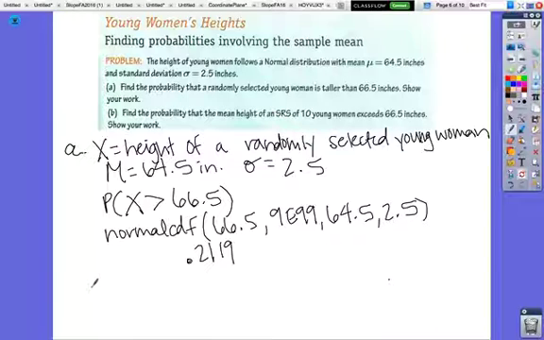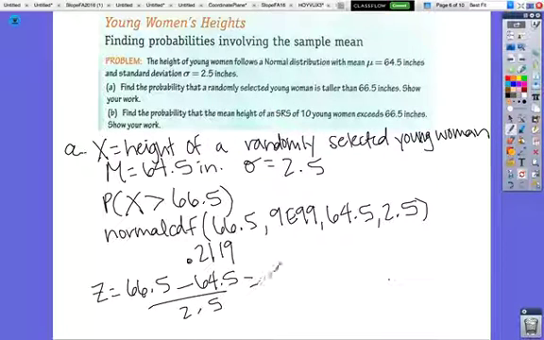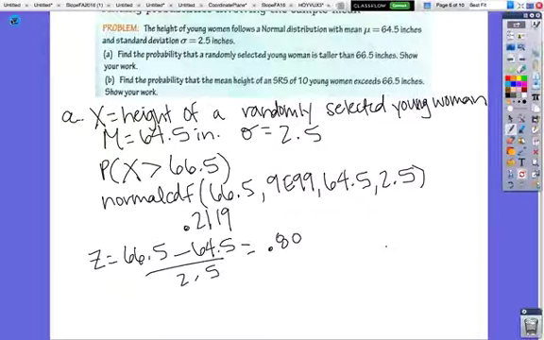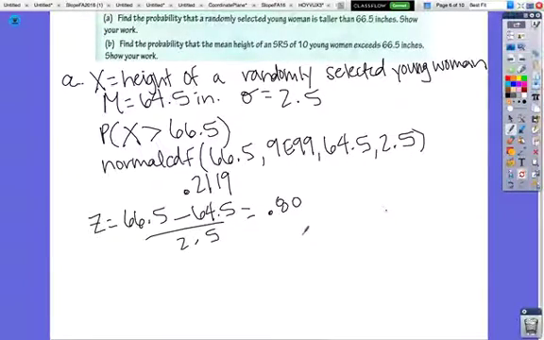If you wanted to do this on the table and you wanted to standardize, then you would need to get your z-score. So you would say 66.5 because that's your observation, subtract your mean, over your standard deviation. Whenever you do that, you would get 0.80. And if you were to look on the table at 0.80, you would find that it's 0.7881.